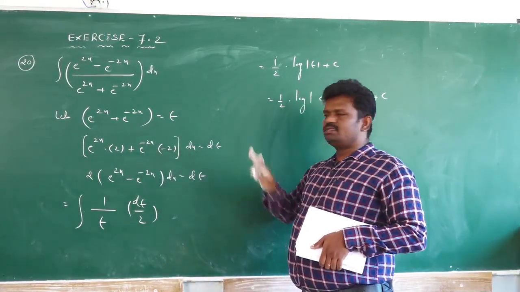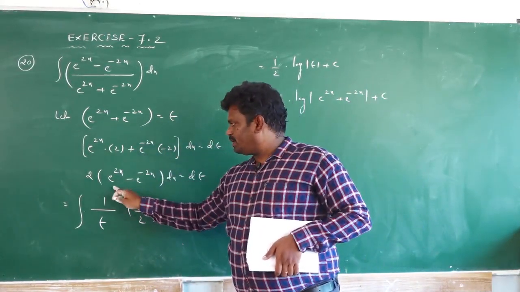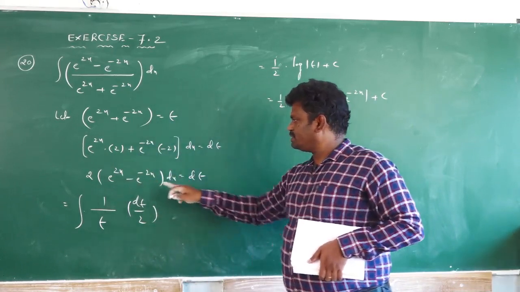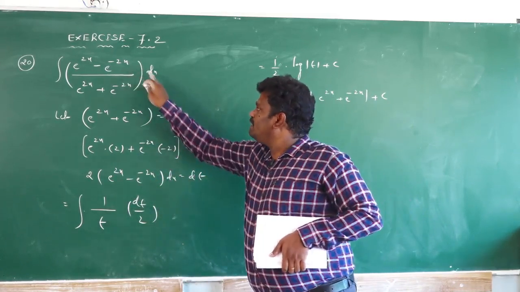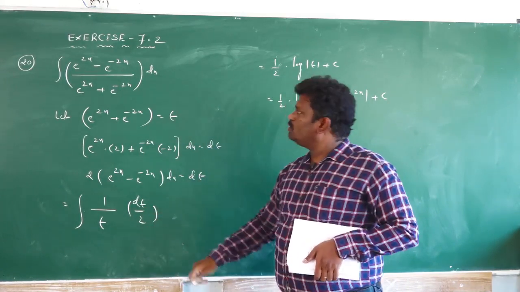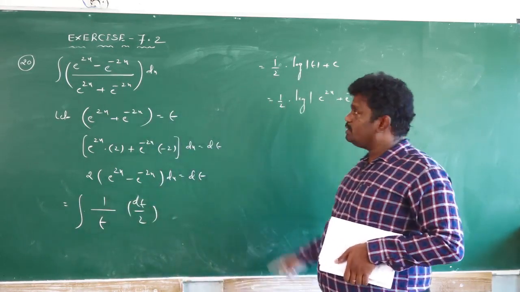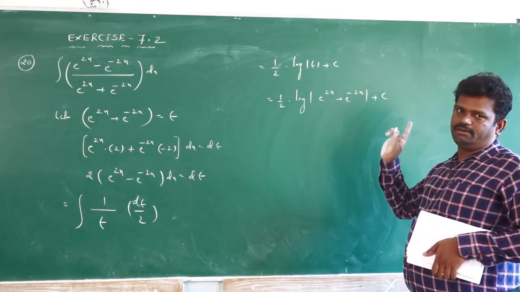So total dx is equal to dt. If you take 2 common, e power 2x plus e power minus 2x. Instead of this, if you substitute the value dt by 2 in the numerator, and the denominator is t, then 1 by t gives log t plus c. Okay? Right.